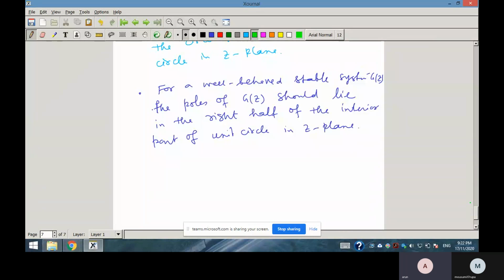Now, just to explain this, I will illustrate through an example. Here, for example, I will take two systems. One is G1Z equal to Z by Z minus 0.5.